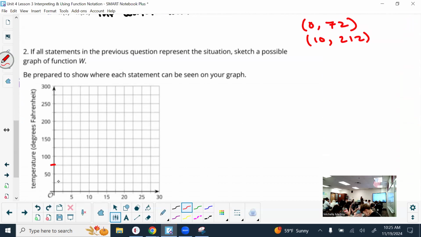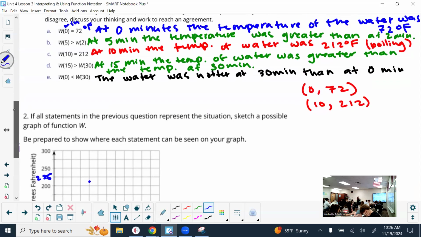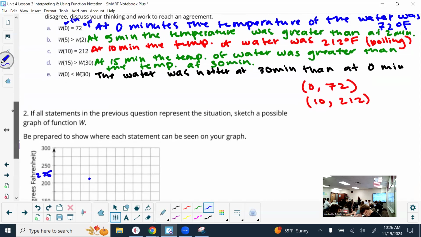Since it's skipping every other tick mark, each tick mark is how much? Good, so then this one right here would have to be 75. So 0, 72 would probably be here. 10, 212, about here, halfway between 200 and 225. Those are the only points we know for sure. The rest, you just know which are higher and which are lower. So that's more open to interpretation.